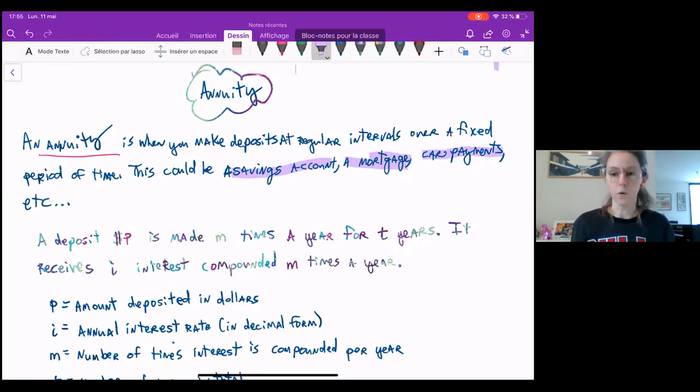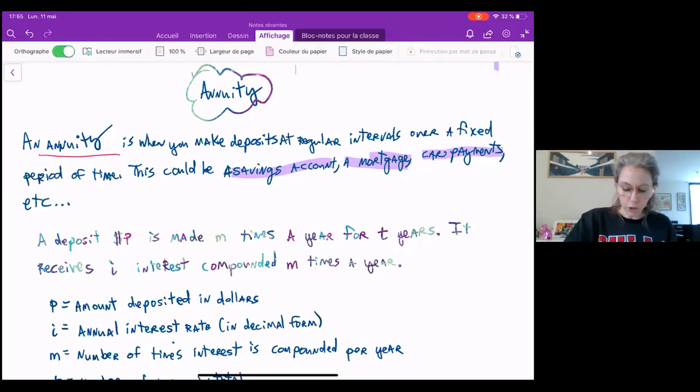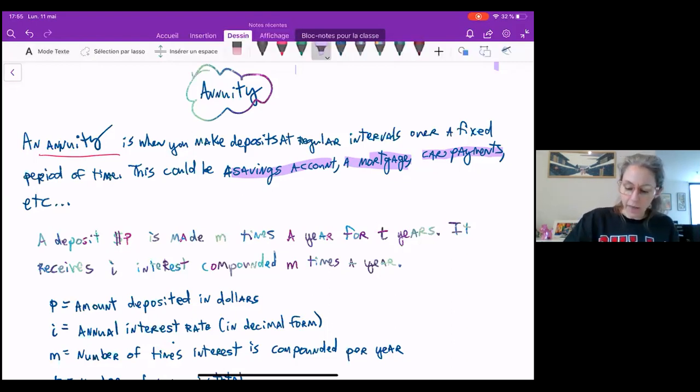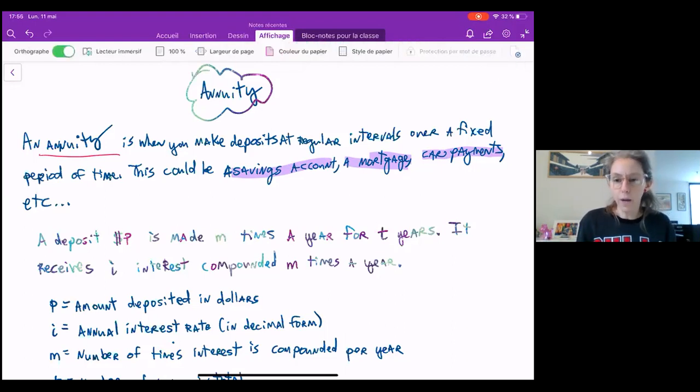So what we're gonna do is try to understand when I am making these fixed payments and I'm paying interest that is compounded a specific number of times per year, how much will the annuity be worth after a specific number of years or after a fixed period of time? To understand this, we're first going to try to think of this in the abstract, and then we're going to use that to come up with a formula to help us understand in a more concrete way what's going on.